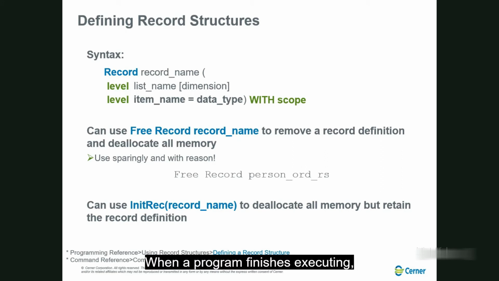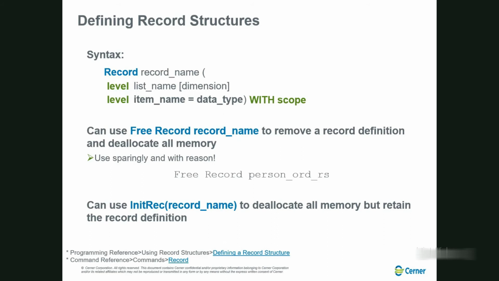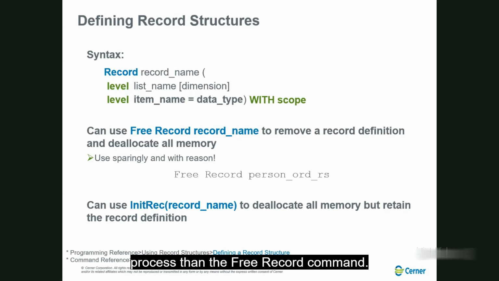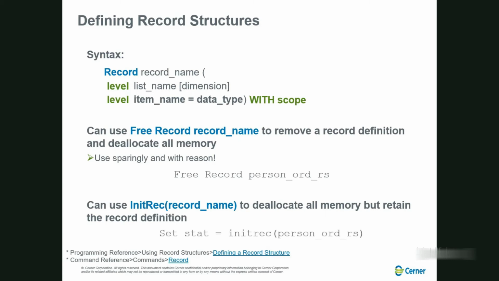When a program finishes executing, the record structure definition is removed, but while the program is still executing, the record structure definition can be made available for other processes associated to the executing program. The initrec command is a faster process than the free record command. The syntax shows initrec by using set stat equal to initrec and passing in the record name, person ord rs.